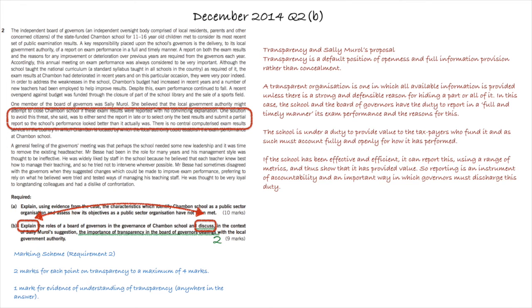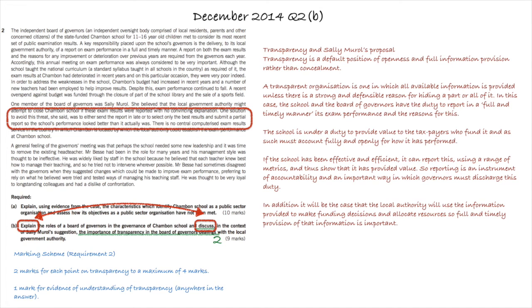In addition to that, if the school has been effective and efficient, it can report that using a range of metrics and thus show it has provided value. So therefore, reporting is an instrument of accountability and an important way in which governors must discharge their duty. So they need to fully report. They'll get the upside if it's good, but they need to accept the downside if it's bad.